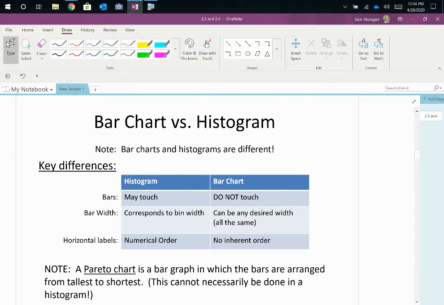Now, differences between a bar chart and a histogram. In a histogram, the bars may touch, and in the bar chart, they do not touch. In a histogram, the bar width corresponds to the bin width, and a bar chart can be any desired width. They're all the same, it doesn't matter. In a histogram, we're dealing with numerical order. In a bar chart, there's no inherent order.